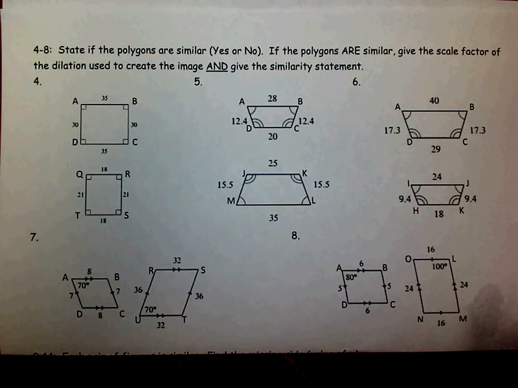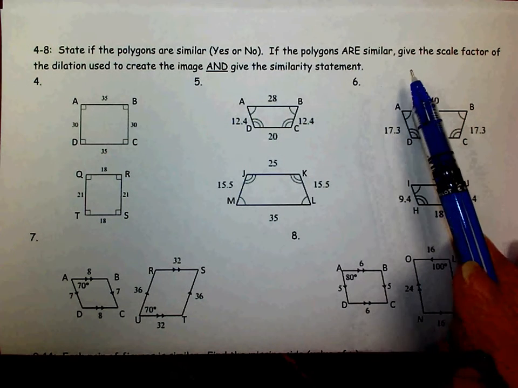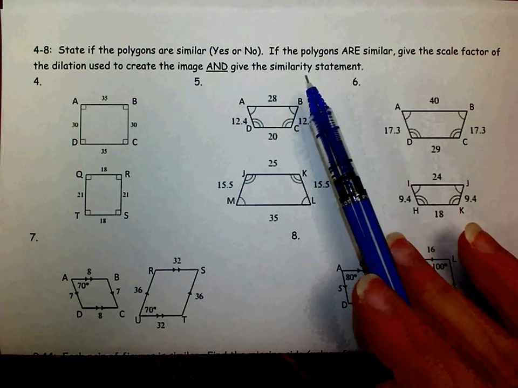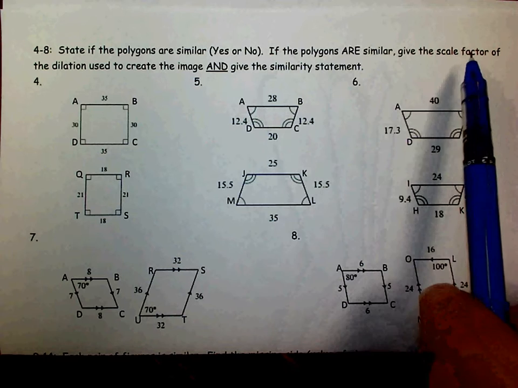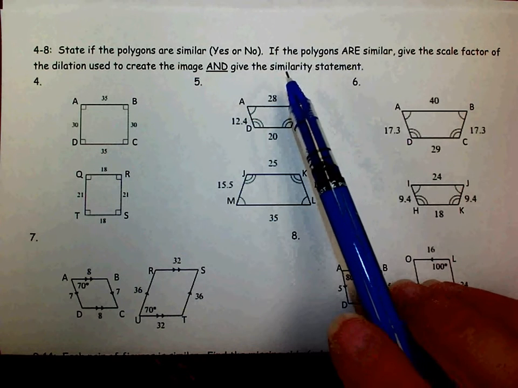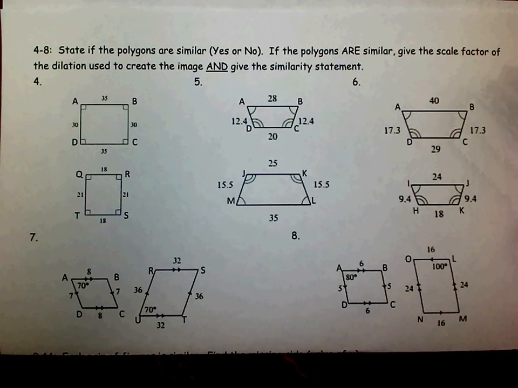On problems 4 through 8, our directions say to state if the polygons are similar, yes or no, and if they are similar, we're going to give the scale factor and the similarity statement. So if you say yes, they're similar, you have two more answers to give, the scale factor and the similarity statement. If you say no, they're not similar, then you're simply finished.